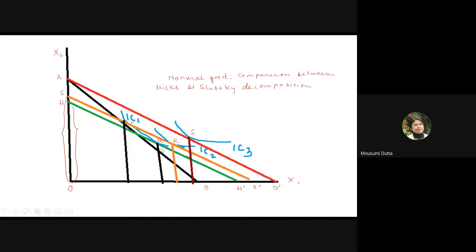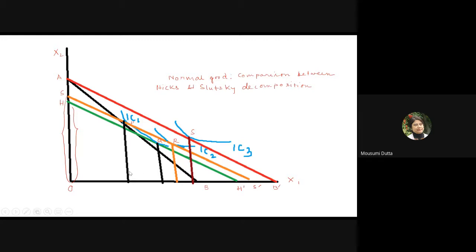Okay, so this is the Hicks substitution effect, movement from P to R. And the rest will naturally be the income effect, movement from R to S. So what we are finding for a normal good, this is a normal good case, is that the Slutsky substitution effect is greater than that of Hicks.